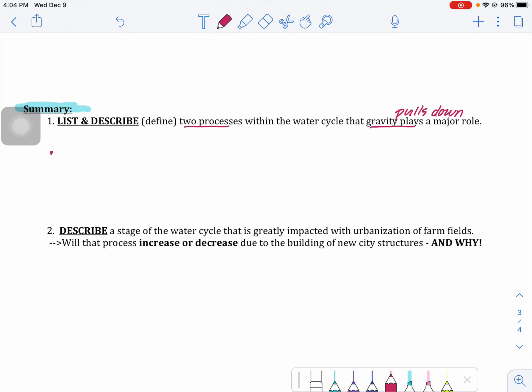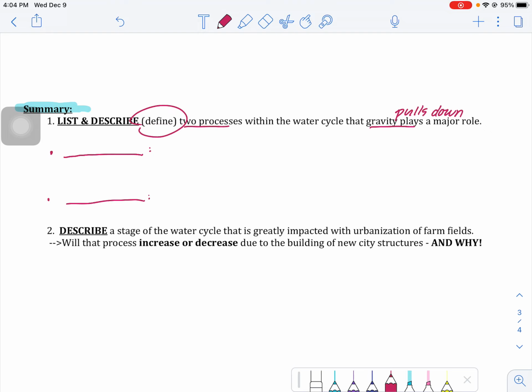So maybe just make a little bulleted list and say, here is the vocab word, and then give some detail about it. What is the water doing? How is it moving? What spheres is it interacting with? Don't just copy paste the definition from the front, okay?